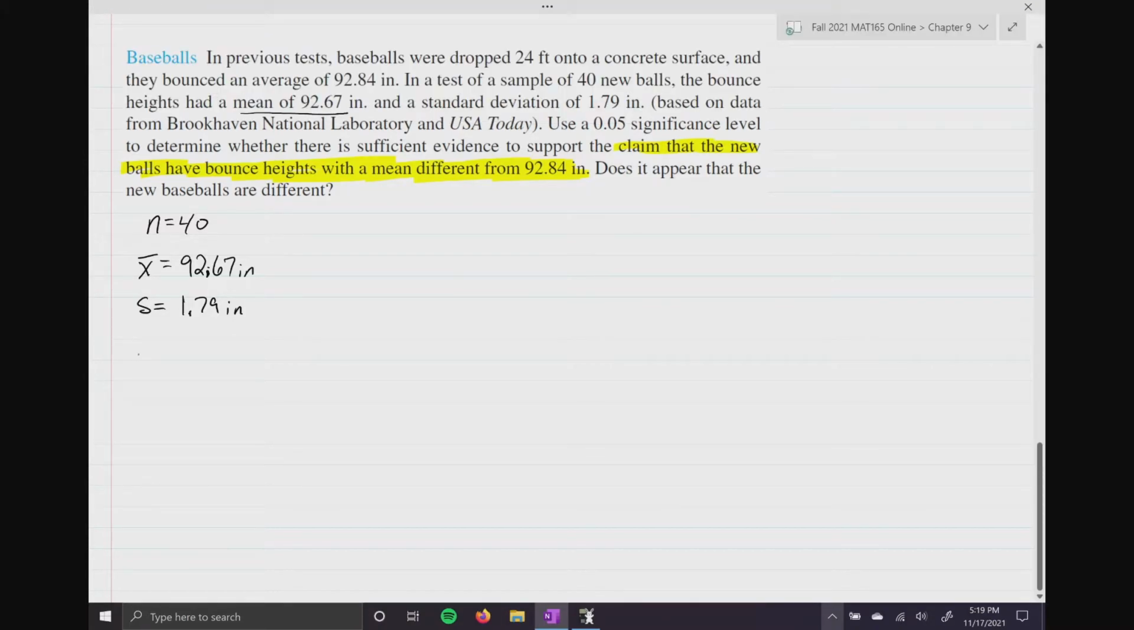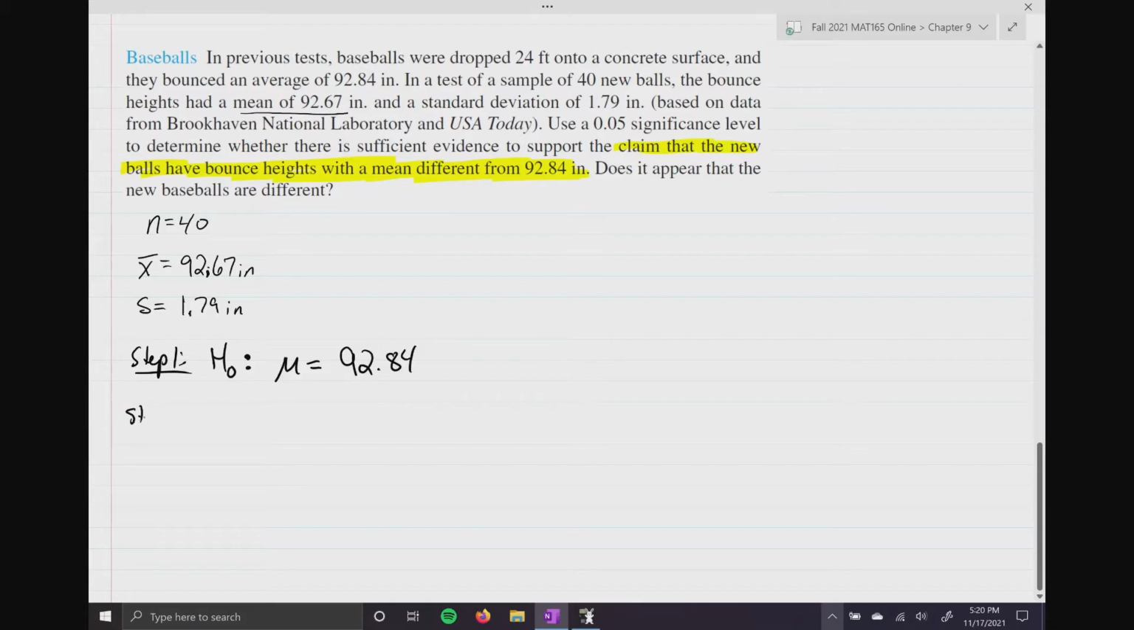Step 1. Let's identify the null hypothesis. Remember, the null hypothesis is going to have our population parameter mu equal to some number. Well, in this case, in previous tests, baseballs were dropped from 24 feet onto a concrete surface, and they bounced an average of 92.84 inches. So that is going to be the population mean, because this is all the previous testing. That's what we're going to compare this to. 92.84.